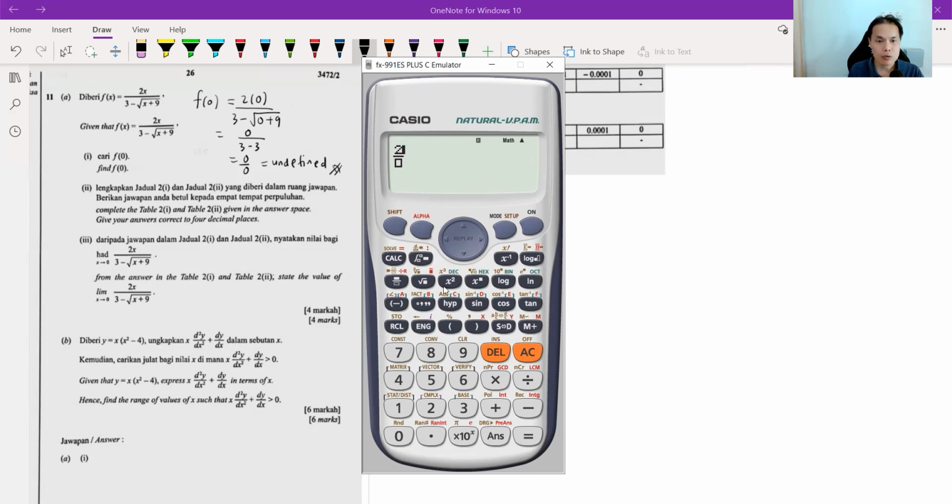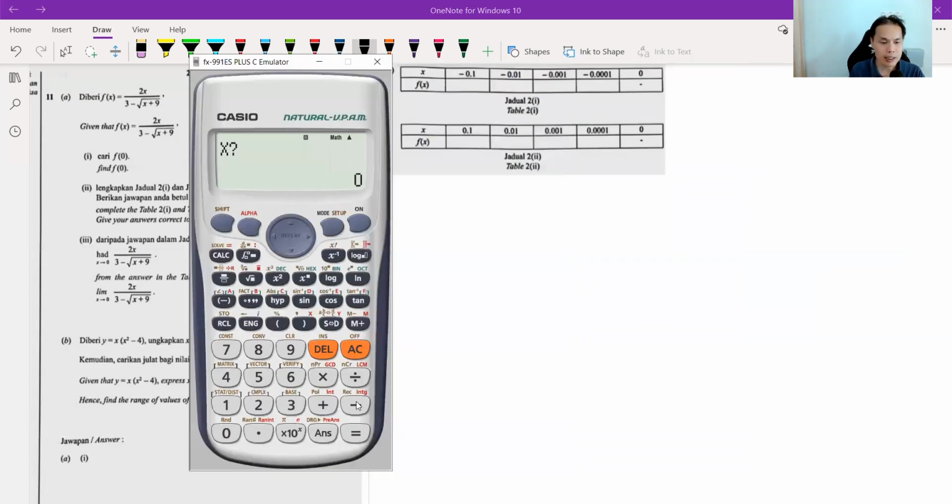Type in 2 alpha x divide by 3 minus square root alpha x plus 9. X is this, alpha x. Okay, so we're going to use the calculate button. Press calculate, pick a number. The first number I'm going to add in is negative 0.1. You press equals.